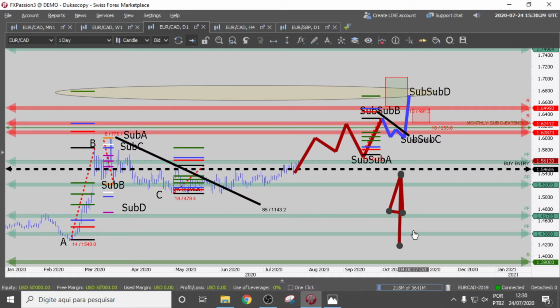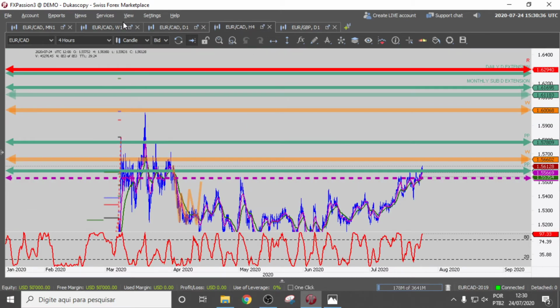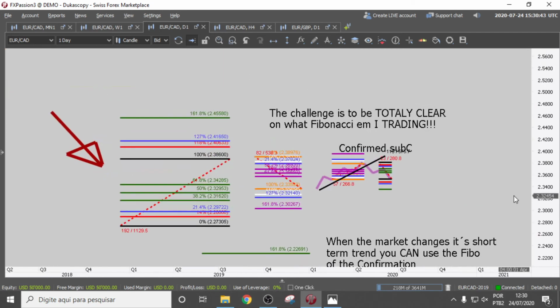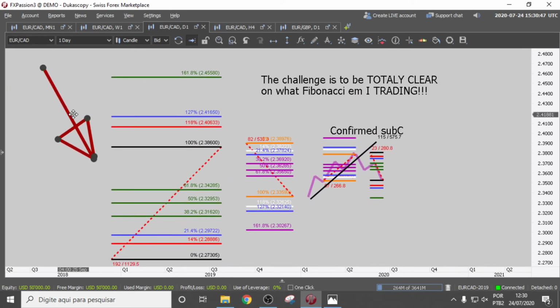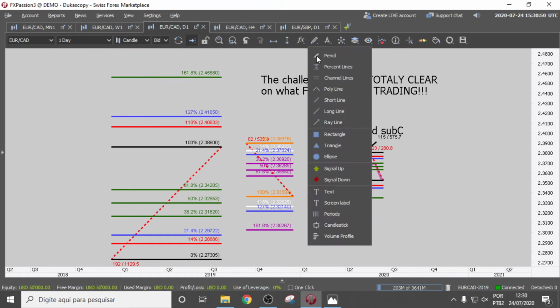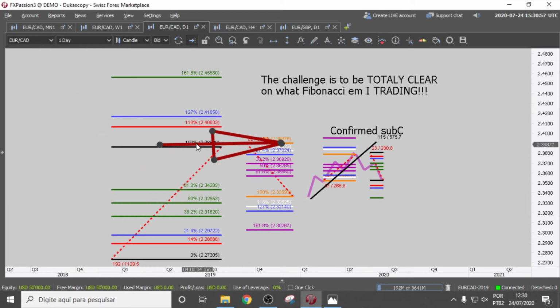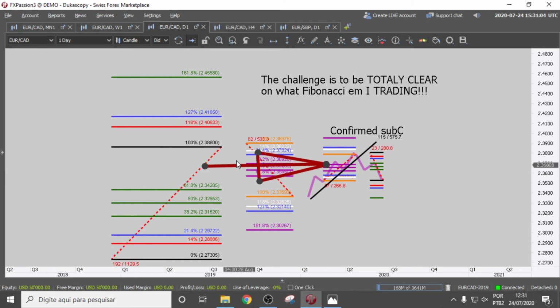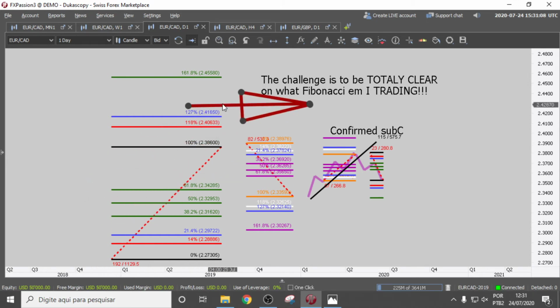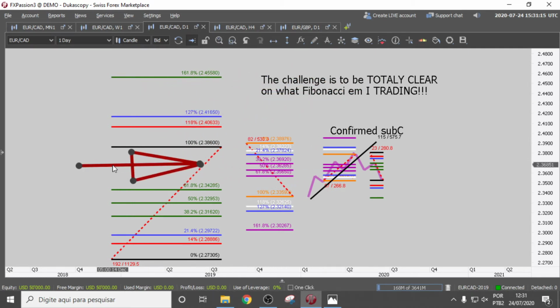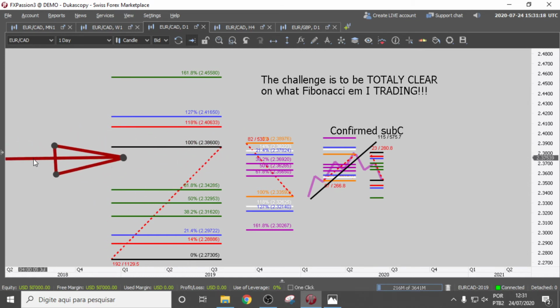Christian, because the original Fibonacci is stronger, it doesn't matter. It doesn't matter, everybody, this is extremely important. Don't mix. Just because the original Fibonacci is stronger, does this mean that you are going to mess with the stop loss, and are you going to manage your trade in a different way just because the original Fibonacci is stronger? The challenge is to be totally clear of what Fibonacci am I trading. So don't mix apples and bananas.